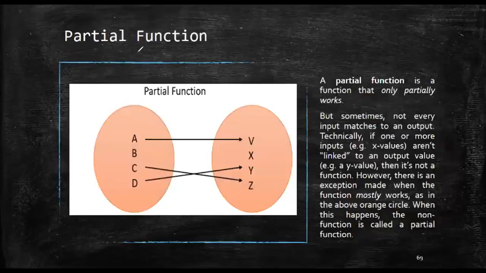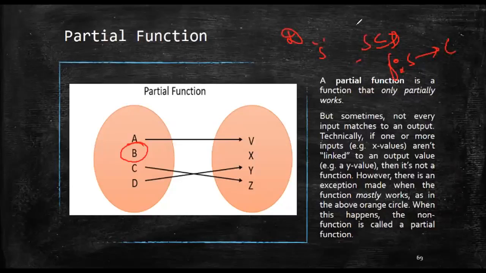So a partial function is a function that only partially works. What does that mean? Suppose in your domain you have 4 elements and only 3 are being mapped to the codomain, then it is known as a partial function. So over here b is left, we have not mapped b. Basically, if your domain was represented as D, then from D you're taking only a subset S. So S is a subset of D and your partial function is denoted as S to your codomain, S to C.